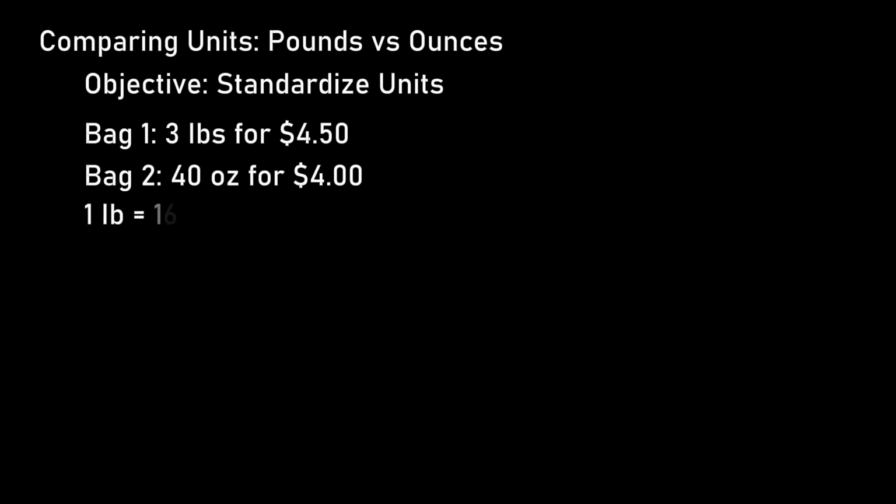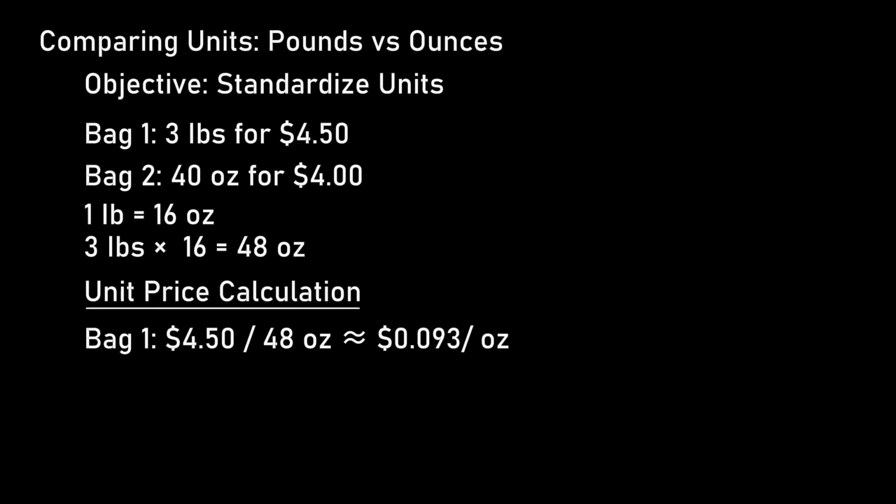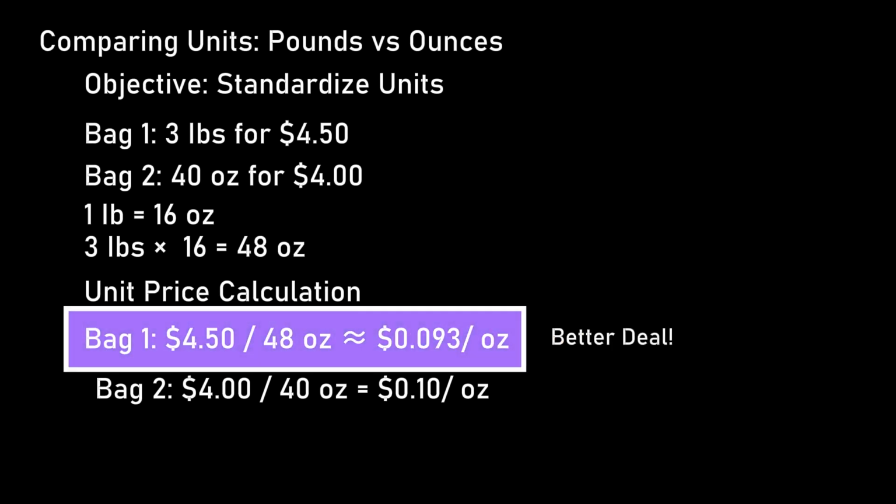To compare these, we need them in the same unit. Since there are 16 ounces in 1 pound, let's convert the 3-pound bag into ounces. 3 times 16 is 48, so bag 1 is 48 ounces. Now we calculate the unit prices. $4.50 divided by 48 ounces is approximately 9.3 cents per ounce. $4 divided by 40 ounces is exactly 10 cents per ounce. In this case, the larger 3-pound bag is the better deal, even though the total price is higher. Always make sure you are comparing apples to apples by using the same units.